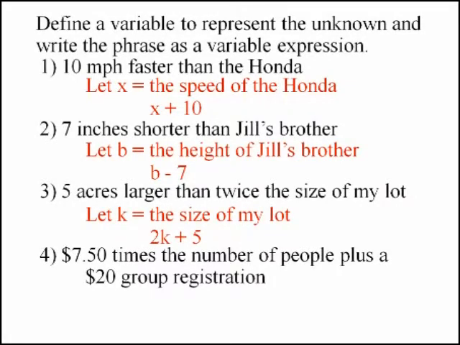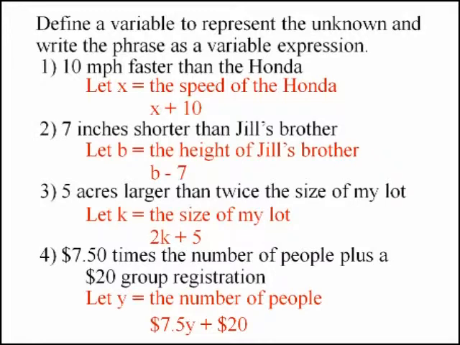And finally, $7.50 times the number of people plus a $20 group registration. What is the unknown here? The number of people. We do not know how many people there are, so let y equal the number of people. Each person is going to be charged $7.50, and then there's a $20 group registration, so that gets paid once. So I'm looking at this as 20 plus 7.5 times y, where y is the number of people. Or you could flip it around, 7.5y plus 20.